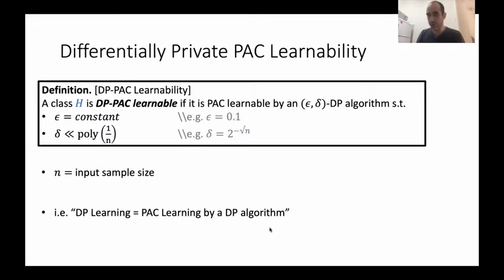So now we are ready to give the definition of DP PAC learnable. A class H is differentially private PAC learnable if it can be learned in the PAC model by an algorithm which is epsilon-delta differentially private. The epsilon and delta parameters are set in this definition so that epsilon is a constant, let's say epsilon is 0.1, and delta has to be negligible in the input sample size. So morally, DP learning is just PAC learning by a DP algorithm, and a DP algorithm is just a very, very stable algorithm.